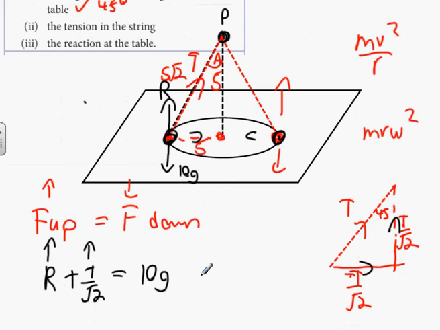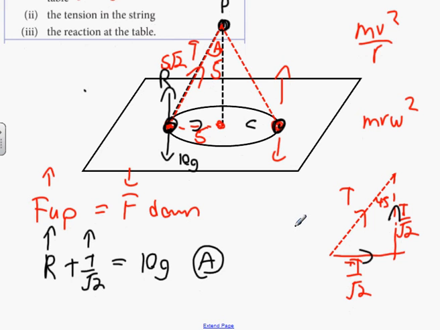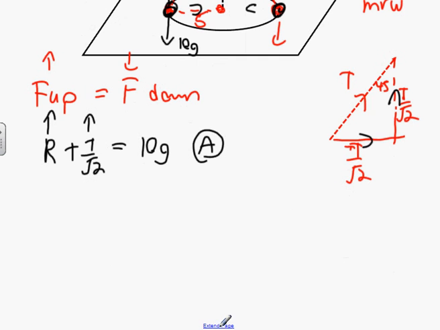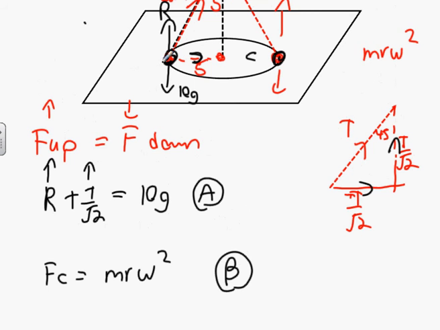So this is equation A. Equation A, no bother. We have two variables, so we can't really work that one out in isolation, okay? Let's go to equation B. Centripetal acceleration equals m r omega squared. Okay? Now, what is the force that's driving it towards the center? What's the force that drives it back in? What's keeping it in place?